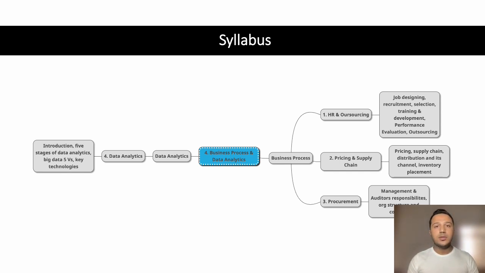Within business processes, we will be discussing 3 main areas: HR and outsourcing, pricing and supply chain, and the last one is procurement. In data analytics, we will be basing our discussion on what data analytics is, how it helps the organization achieve its goals, and what the key technologies are that we use for data analytics.